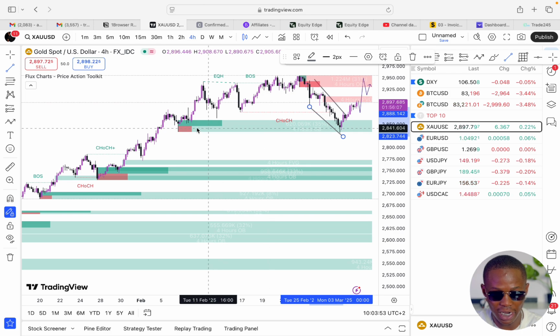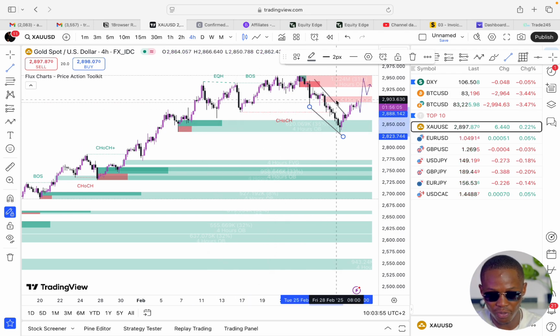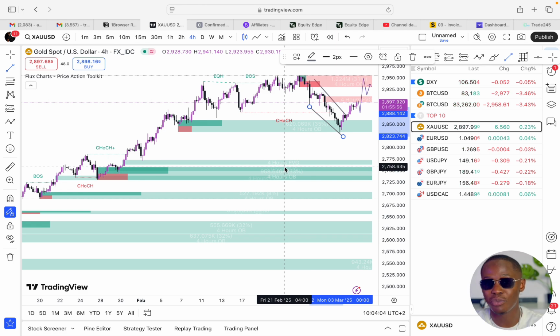As you can see, change of character here, and then the market broke over here, came back, respected. So now we need that to be filled, so that we can retest these levels right here before we start going up.